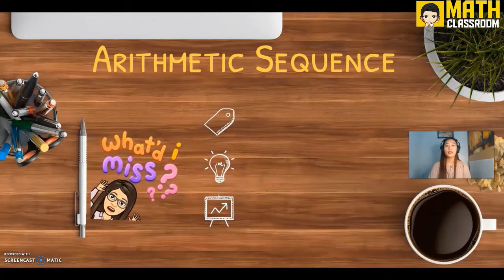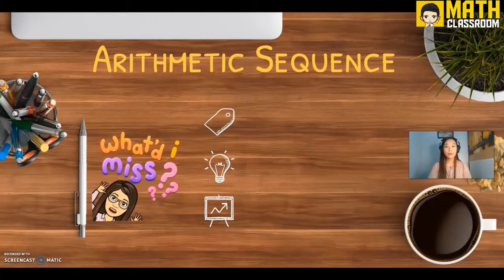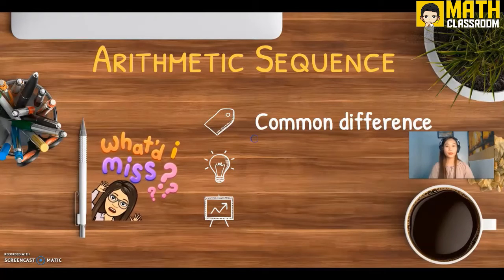Arithmetic sequence. What comes first into your mind if you are being asked of an arithmetic sequence? Okay, common difference. Because in arithmetic sequence, there should be a common difference. What do we mean by common difference? It means that all the differences that you will get should be the same. So that's why it is called common.